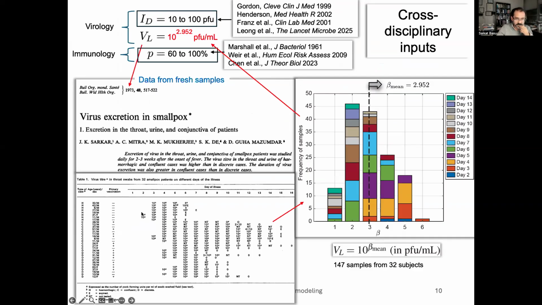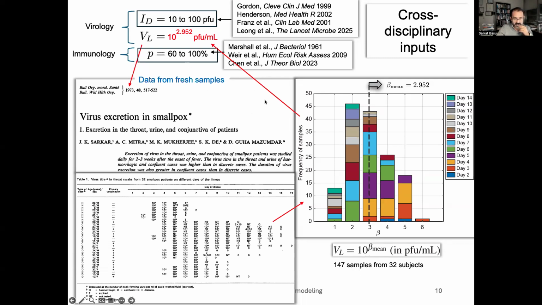So we processed their tabulated data, and this is our plot. And we figured out the mean viral concentration from these samples. These are 147 samples coming from 32 subjects over a time window of 14 days, and these are all hospitalized smallpox patients. Overall, this VL, the mean value, is 10 to the power of 2.952 PFU per ml.